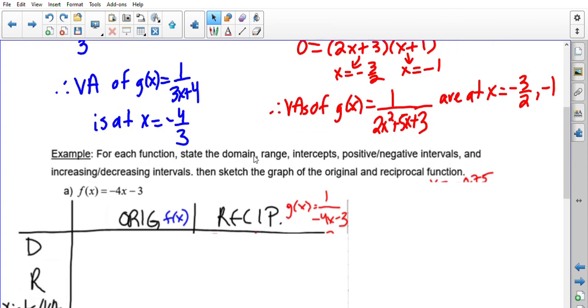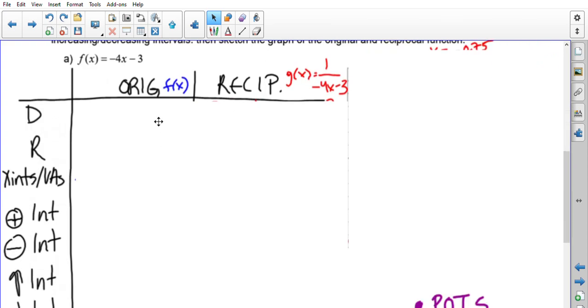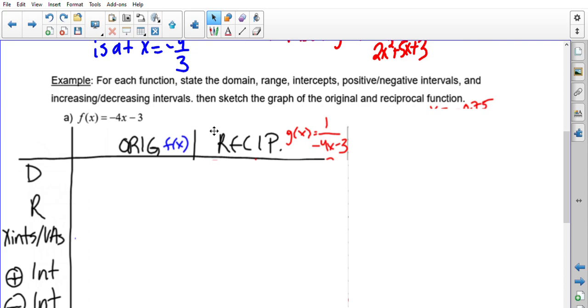Okay, so let's start graphing reciprocals using all the information we know from the original. I encourage you to try pausing the video and doing this on your own at first, and then coming back and going through it as well.